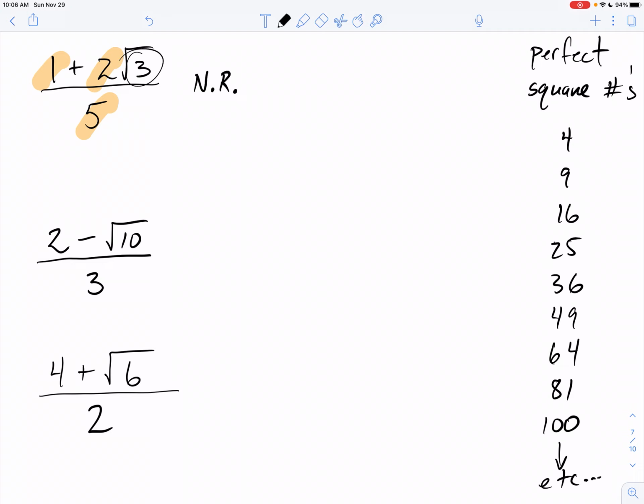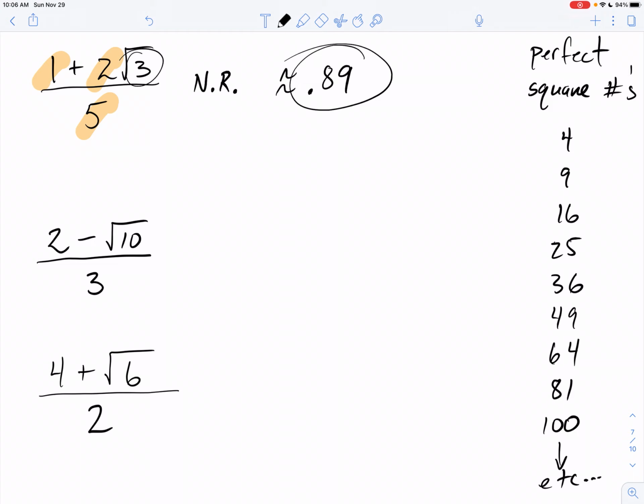But it doesn't mean you can't turn it into a decimal. So I'm going to punch in on my calculator 1 plus 2 root 3. I'm going to hit equals. Then I'm going to divide that answer by 5. And what does my calculator tell me? It tells me I can turn this into a decimal, and it turns out to be 0.8928, blah, blah. But if all I'm doing is rounding to the hundredths place, I am done.